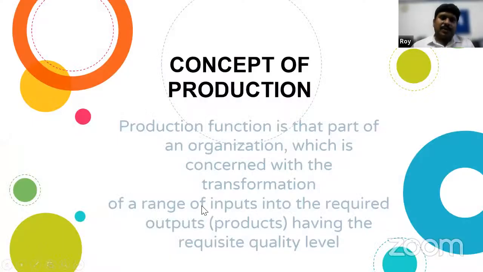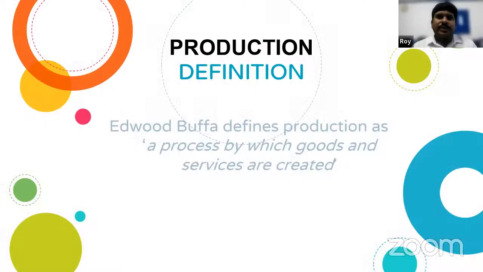What is the concept of production? It is a part of the organization which is concerned with the transformation of a range of inputs into the required outputs, products having the requisite quality level. This is the thing: how many you require, how much quality level you want, you can transform it. This is the concept. This is all transformation, a conversion, right? From the inputs or the raw materials into the production.